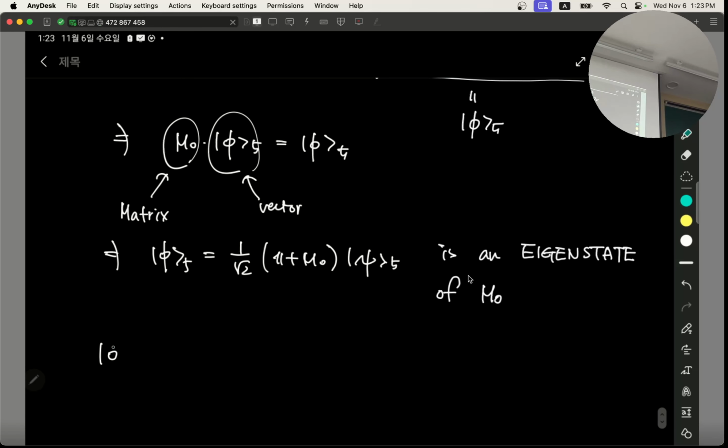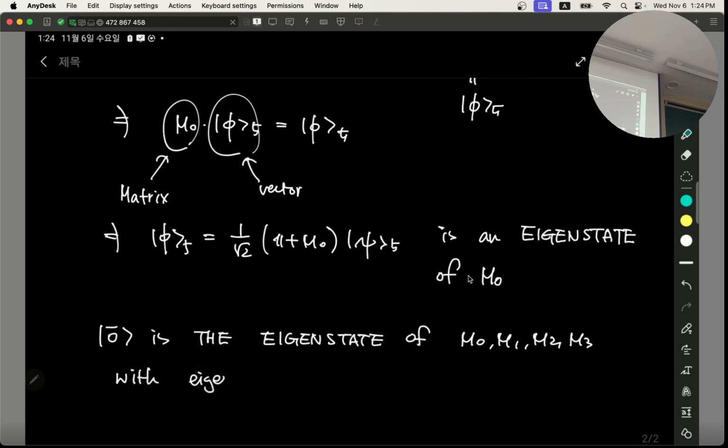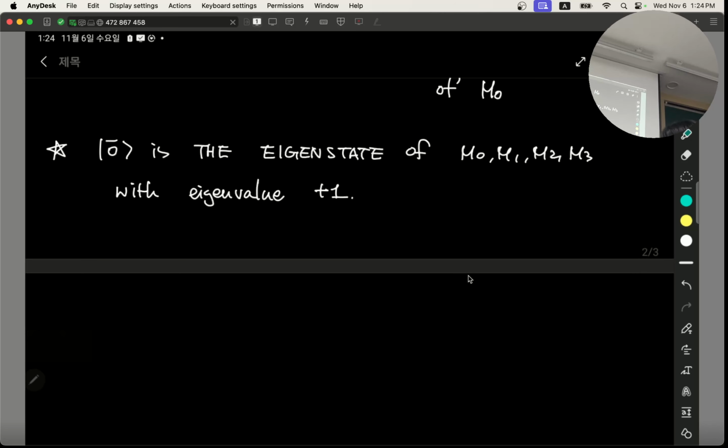So logical 0 is the eigenstate of M0, M1, M2, M3 with eigenvalue plus 1. So that's the important thing. So we made an eigenstate and we call this eigenstate a logical zero.